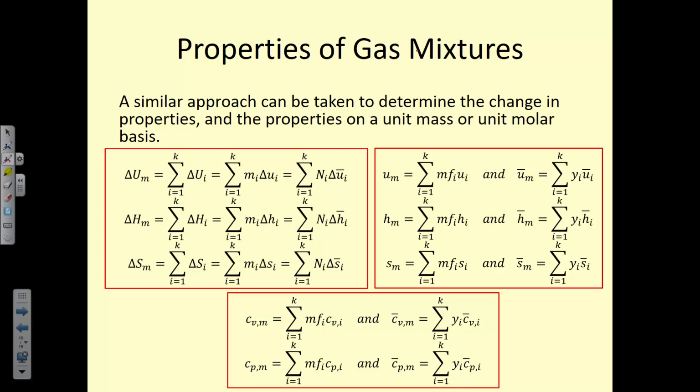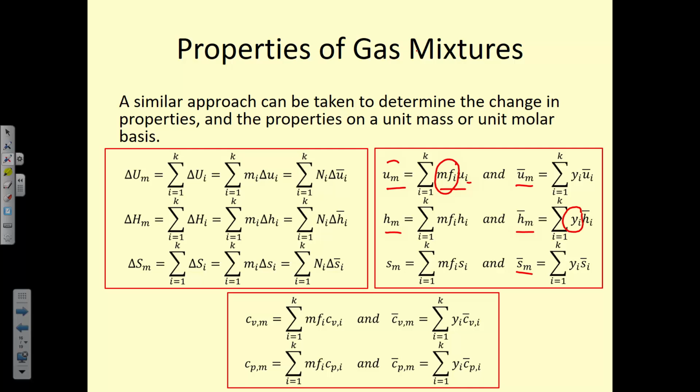Okay, so a similar approach can be taken to determine the change in properties on a unit mass basis or on a unit molar basis. Okay, so we can find the sum of the individual components, but this time now we're using a mass fraction instead of the mass, and here we're using the molar fraction instead of the mass.